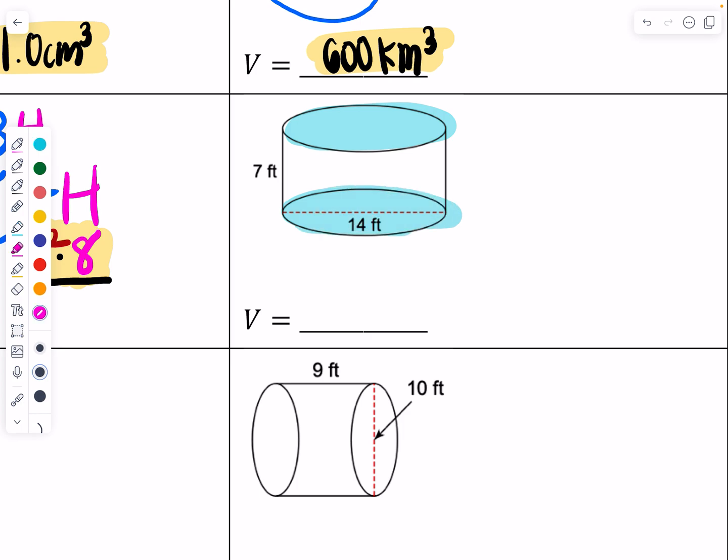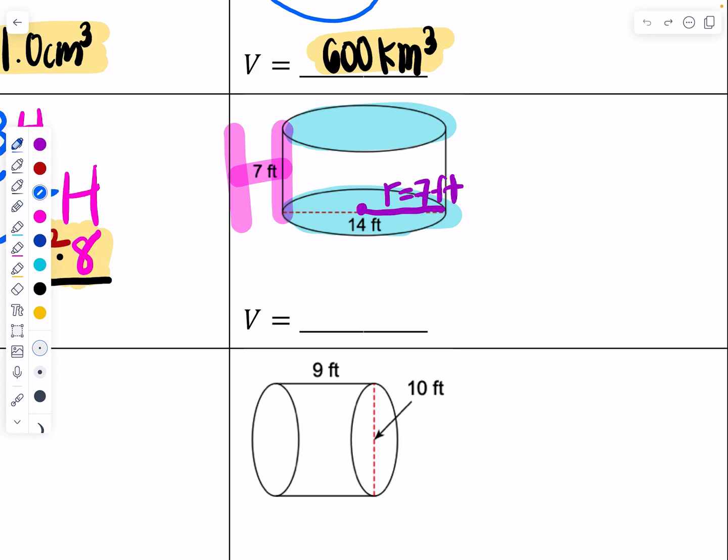All right, so what is my height between these bases? My height between these bases is 7, and my diameter is 14. Well, we need our radius. Our formula has a radius in it, so our radius is going to be 7 feet. Cross out that 14 when you're done with it so you don't accidentally use it.